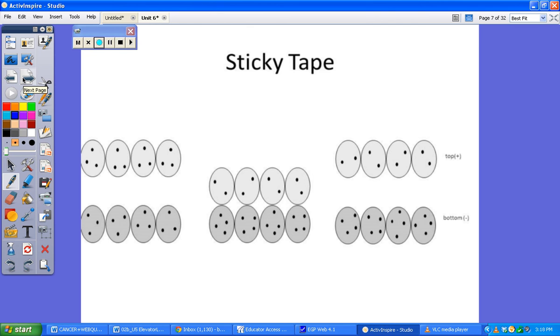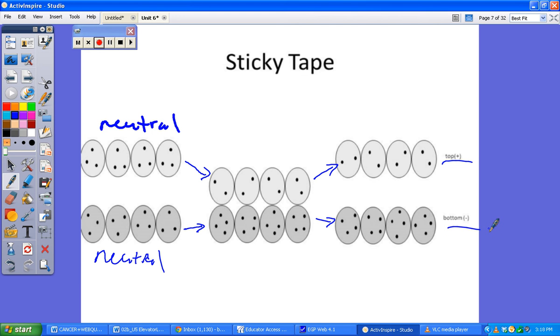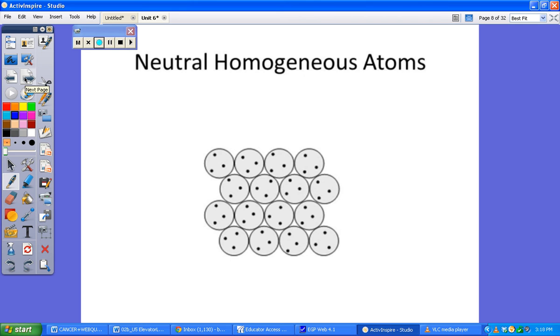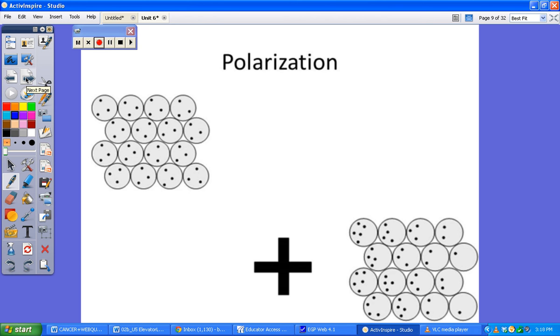We talked about sticky tape here again. So this is a neutral example of sticky tape, where this is also a neutral example of tape. When the top piece was attached to the bottom piece and then torn apart, we get the top piece being positive, bottom being negative. One of these electrons is essentially jumping down into the atoms below it, causing a charge differential. So these are the neutral homogeneous atoms. We had this polarization effect within the atoms.